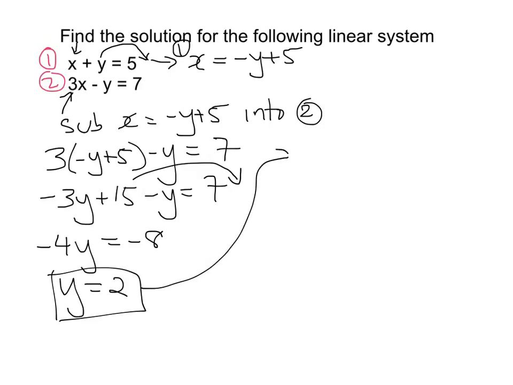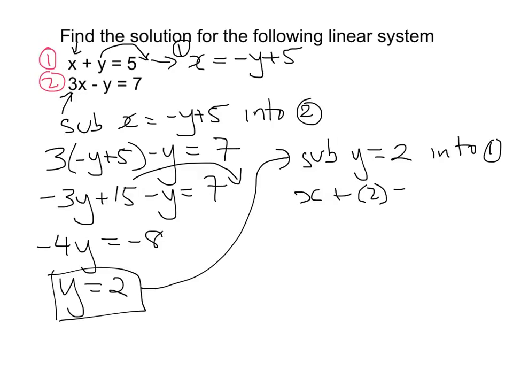So let's start over here. Sub y is equal to 2 into, which is the easiest one? It doesn't really matter, but we're going to sub it into one of the original equations. So I'm going to sub it into my equation 1, and it doesn't matter. I'm going to tell you guys to sub it into equation 2 and see if you get the same answer anyways. So I get now x plus 2 is equal to 5. So now we get x is equal to 3.